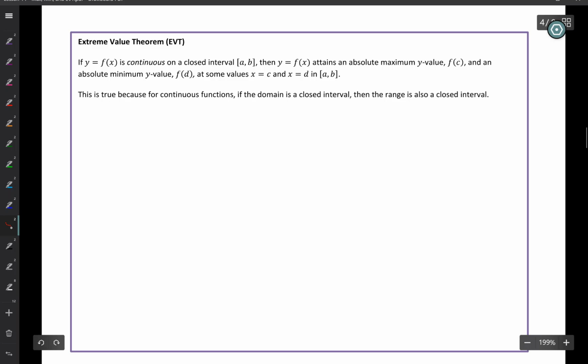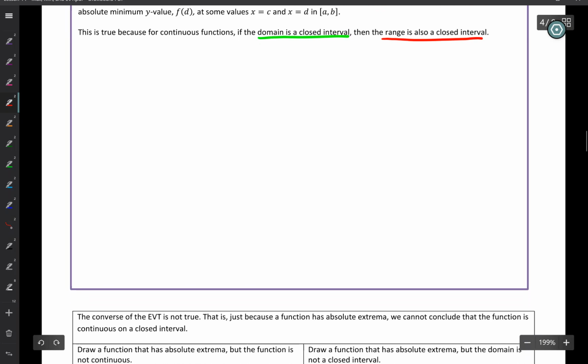Right. So my extreme value theorem, EVT, says that if a function is continuous on a closed interval, then that function is going to attain its absolute max y value and its absolute min y value for some x values in that closed interval, right? And again, this is true because for continuous functions, if that domain is closed, that range is going to be closed as well. Let's draw a couple pictures.